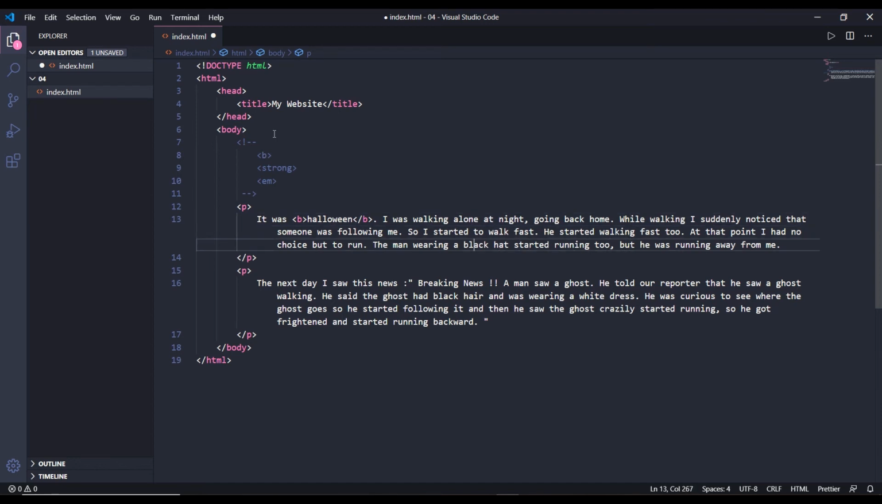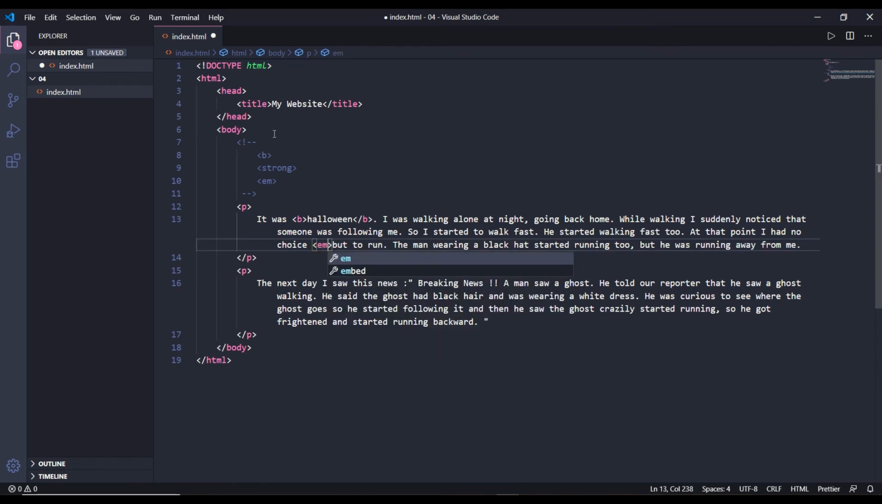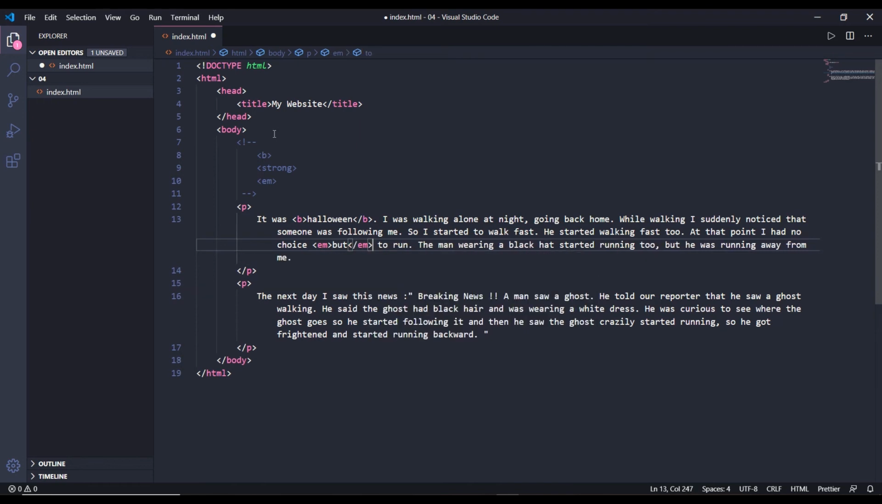Let's put emphasis on the word but. Because here it's a little strong. When you read it, you want your readers to feel it. Like, at that point, I had no choice but to run. The man wearing a black hat. I want to make this black hat bold, because why not? This is information and I want to take my reader's attention to the words black hat.